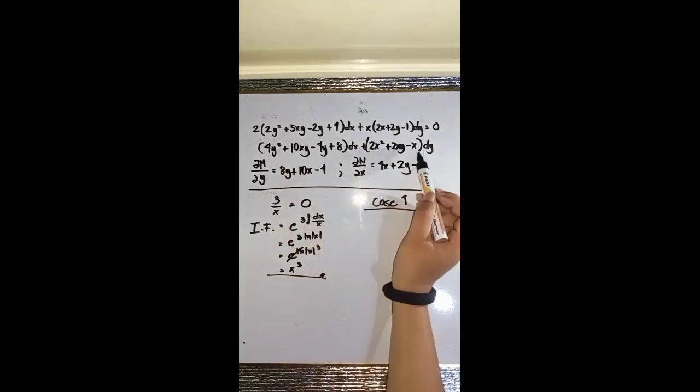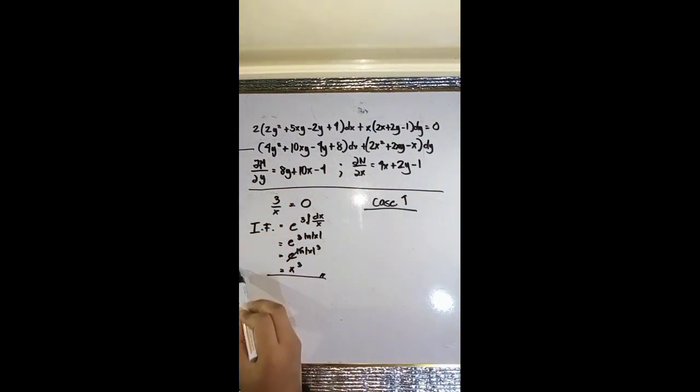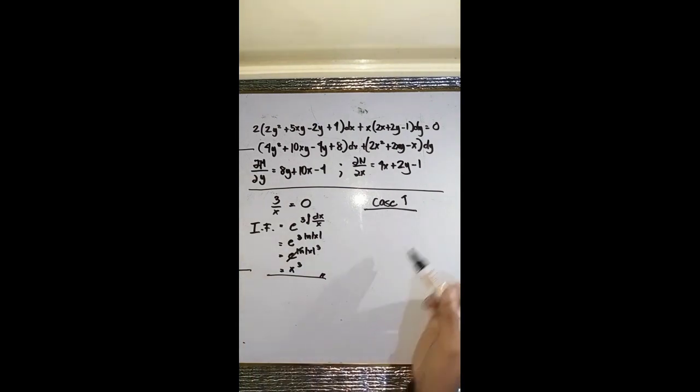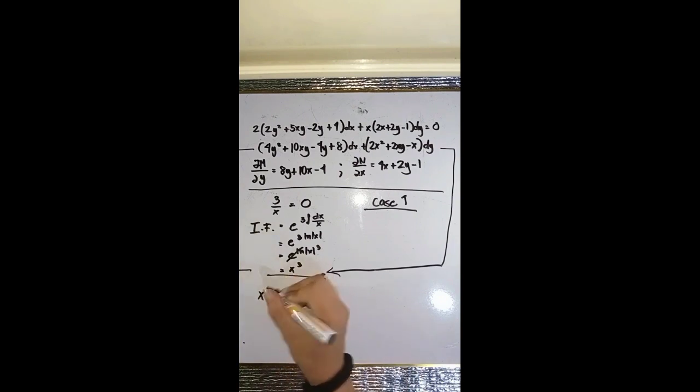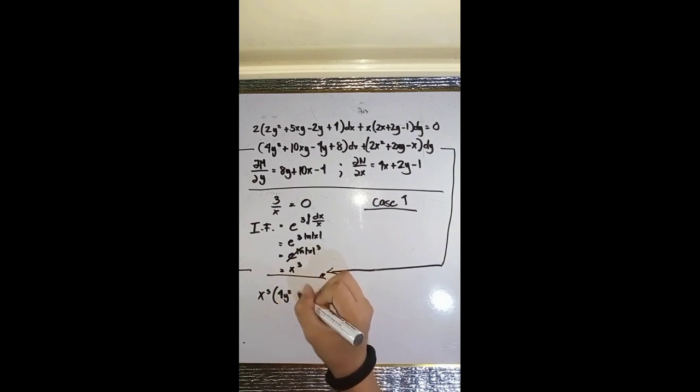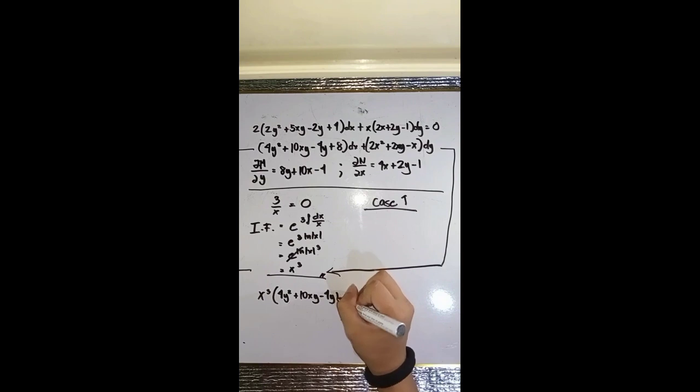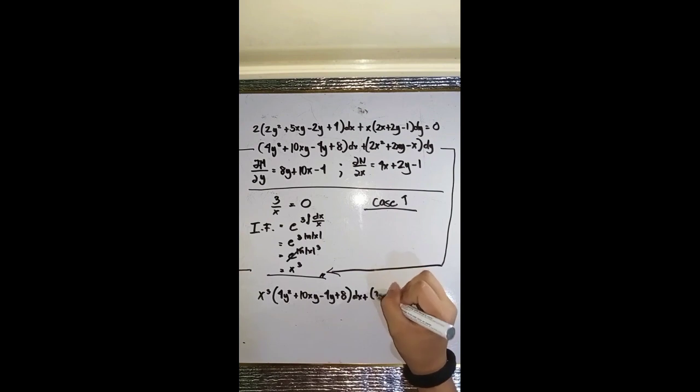Now using this integrating factor, we're going to multiply and combine it with the original equation. We multiply it to our simplified original equation, which is (4y squared plus 10xy minus 4y plus 8) dx plus (2x squared plus 2xy minus x) dy.